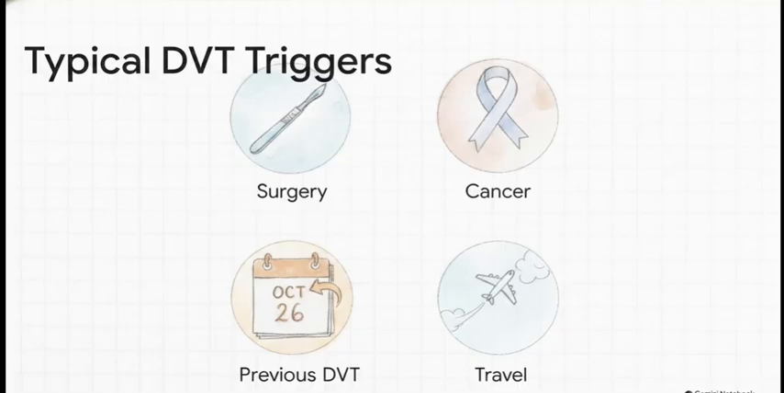To catch a DVT, you really have to look closely at its modus operandi. We are specifically checking for triggers here. Has the patient had recent surgery or been immobilized in bed? Do they have a history of cancer or maybe a previous DVT? Have they been on a long flight or are they pregnant or postpartum? Hormonal risk factors also play a huge role here. These triggers are basically the smoking gun that raises your clinical suspicion for a clot.